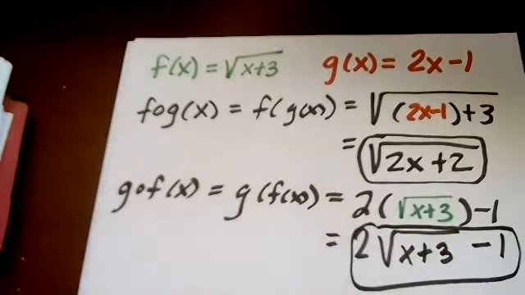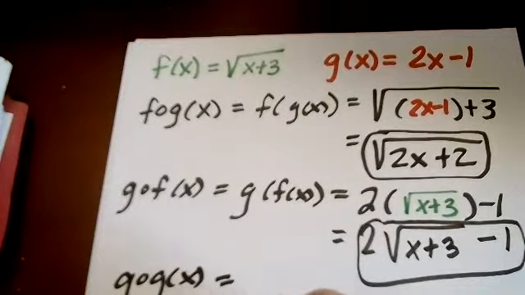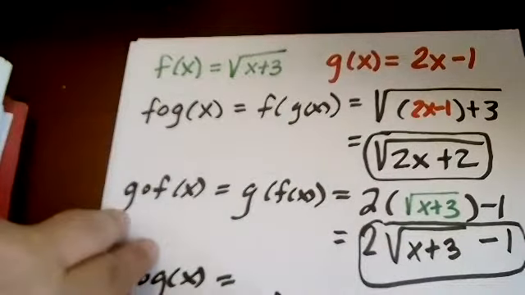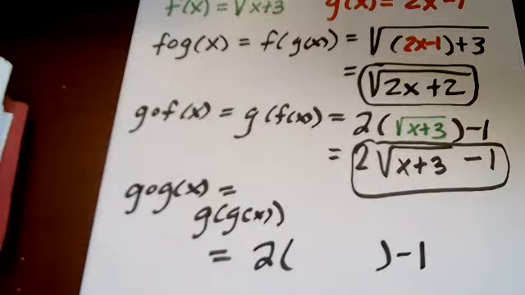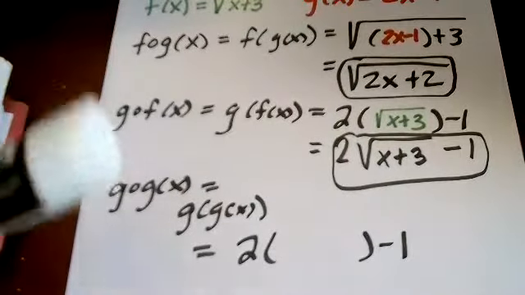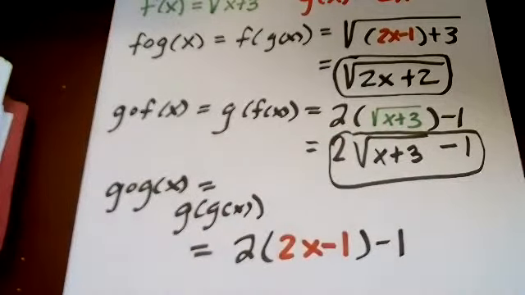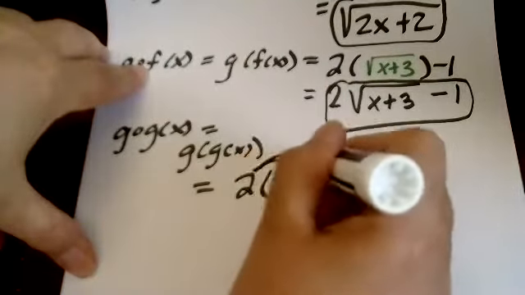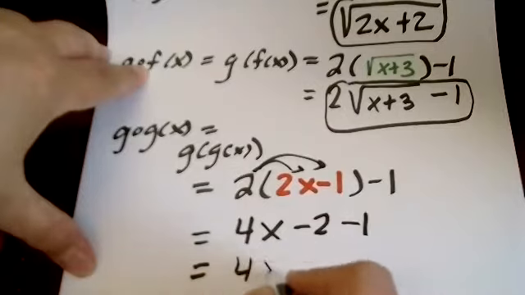Now, can I do a function composed with itself, such as g of g of x? Sure. I can do that. Means I'm going to start with the g function, which is 2x minus 1. And what am I going to put in the place of that x? Well, remember, g of x is 2x minus 1. So in place of the x, I'm going to actually put 2x minus 1. So I can now work this out by distributing. So that's going to be 4x minus 2 minus 1, or 4x minus 3.